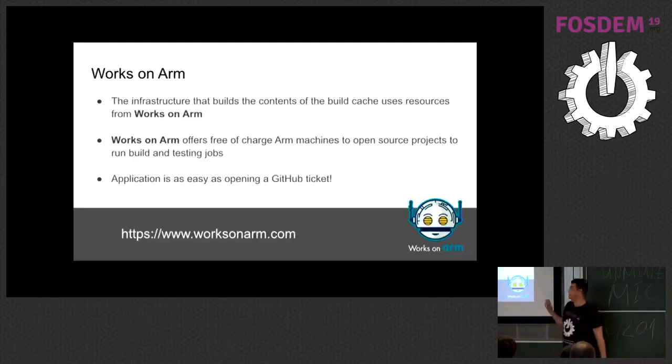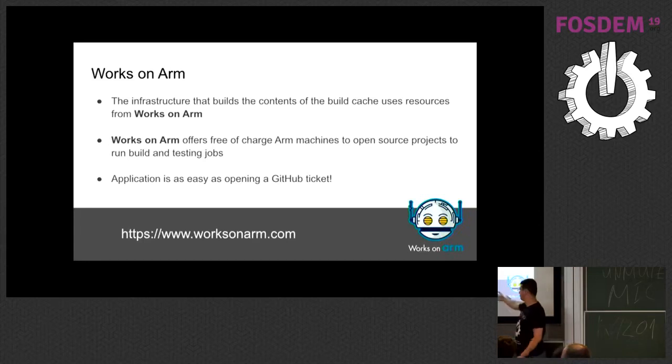So these machines that we've got for the LLVM project are actually free, and each and every open source project can request some of them. This is an initiative called Works on ARM, which offers remote machines that you can use. These are very powerful machines to try your continuous integration jobs and see that they are working and supported on ARM in general. This is the URL. You can request resources by opening a GitHub issue. All instructions are on that website.